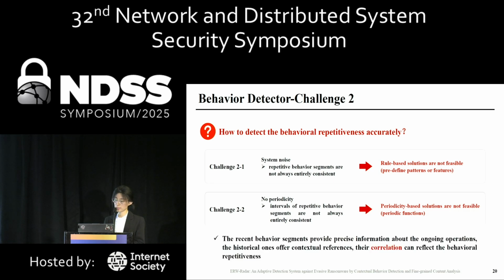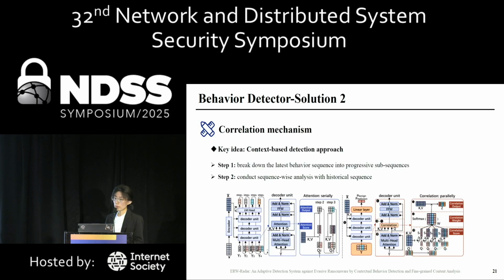So our insight is that the recent behavior segments provide precise information about the ongoing operations, while the historical ones offer contextual references, so their correlation can reflect the behavioral repetitiveness. So we propose the correlation mechanism as the picture shows. It first breaks down the latest behavior sequences into progressive subsequences. Then it conducts sequence-wise analysis with the historical sequence.